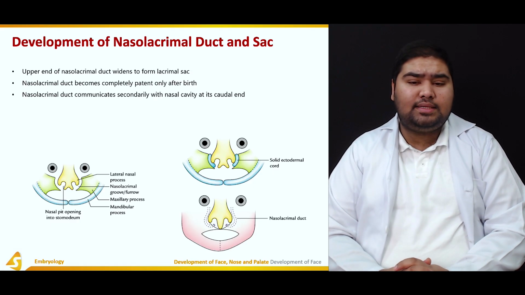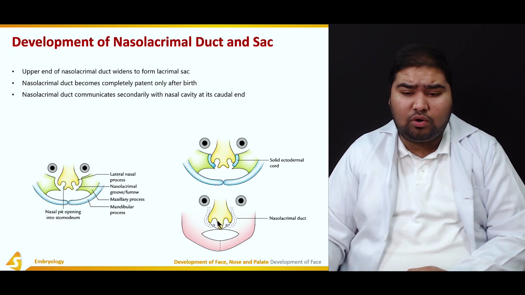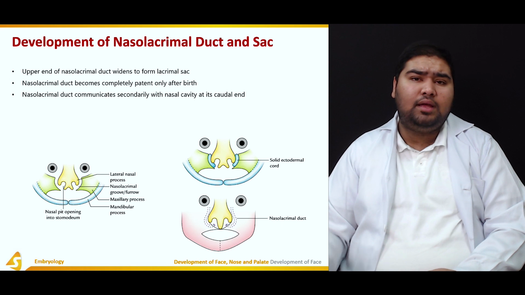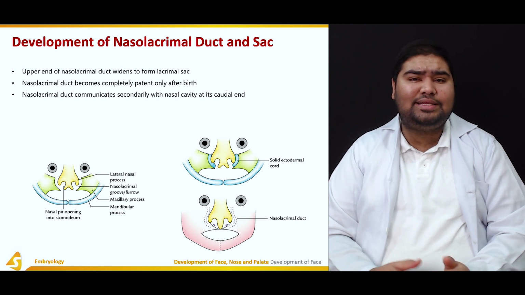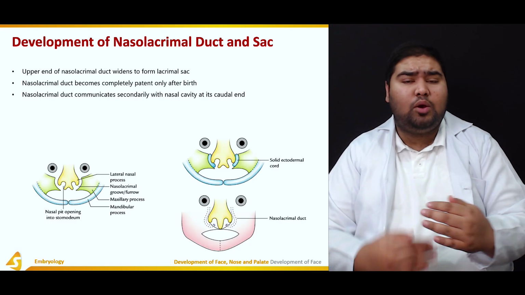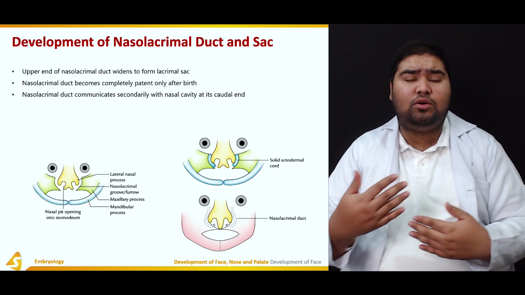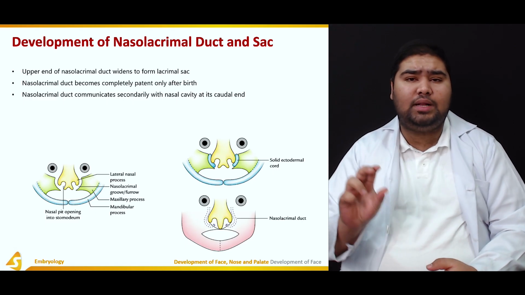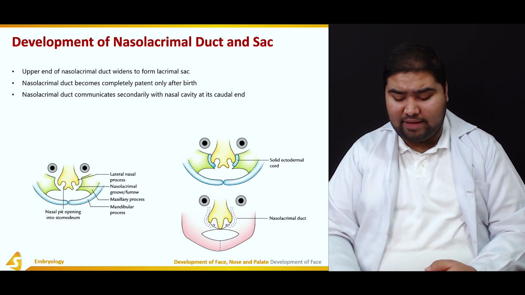It communicates secondarily with the nasal cavity at its caudal end. So this is the caudal end, and it communicates with the nasal cavity at its caudal end, and this is a secondary communication. That is the reason why, when one is crying, there is also a runny nose, because the caudal end of the nasolacrimal duct lies in the nasal cavity.